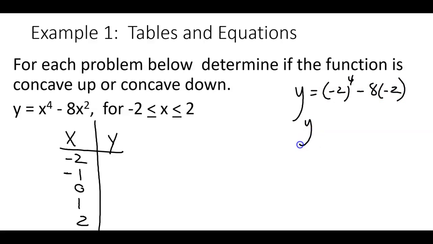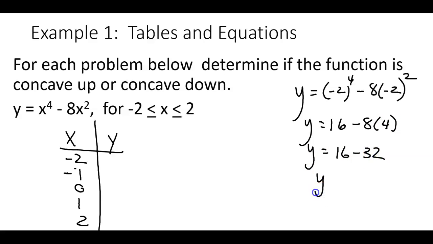All right. So I'm going to plug in negative. I'm going to plug in the -2 first. So -2 to the 4th power is 16. -2 squared is 4. So I get -16.